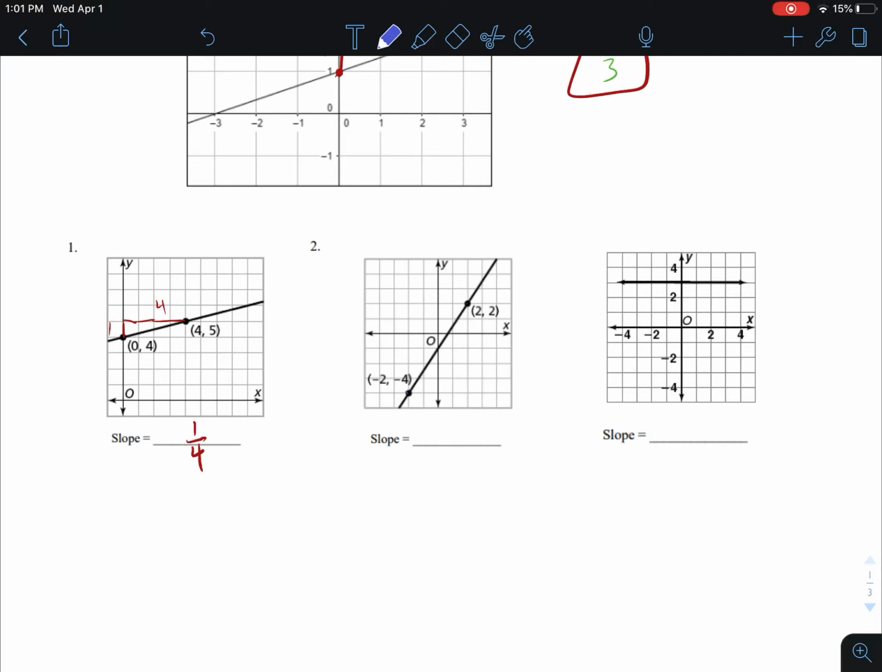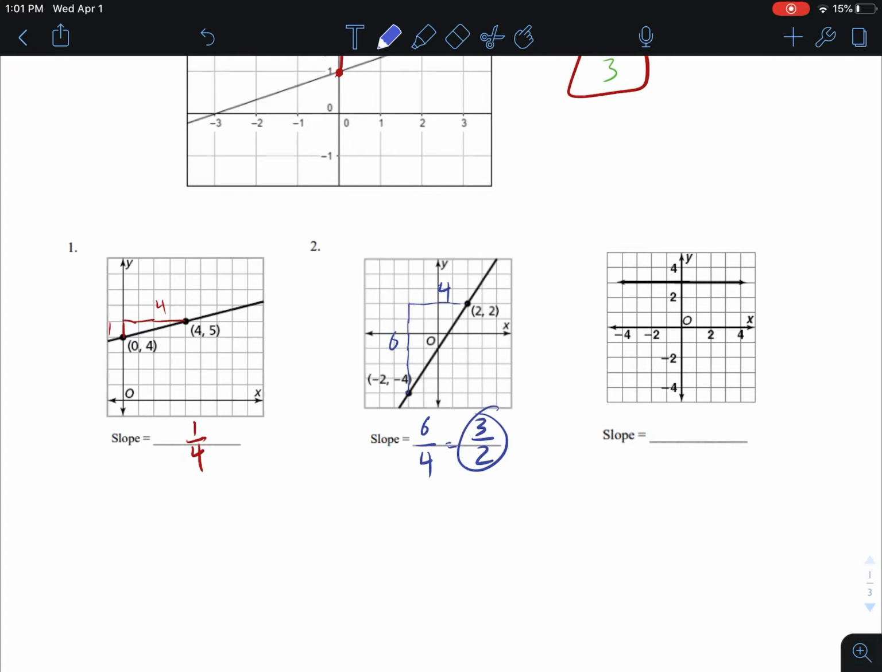How about this one? 2 points are kind of far from each other. I'm going to be careful as I count. 1, 2, 3, 4, 5, 6. Over 1, 2, 3, 4. So rise is 6. Run is 4. Don't flip those. It's not run over rise. It's the vertical change divided by the horizontal change. But 6 over 4 you can actually simplify. They're both even numbers. Divide them both by 2. You get 3 over 2.